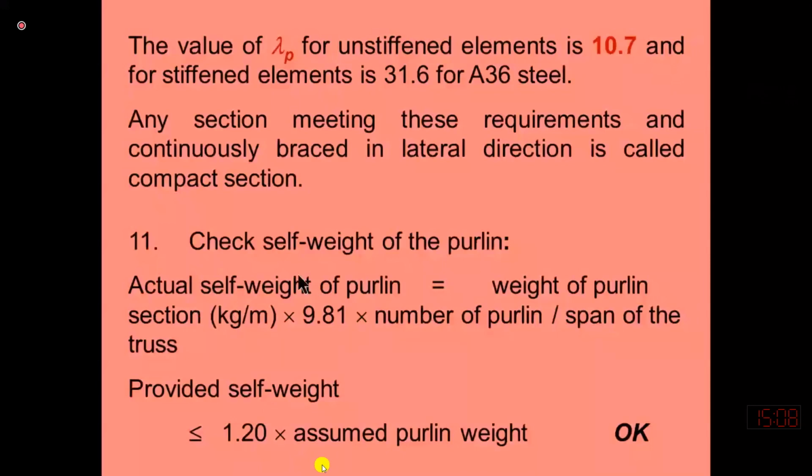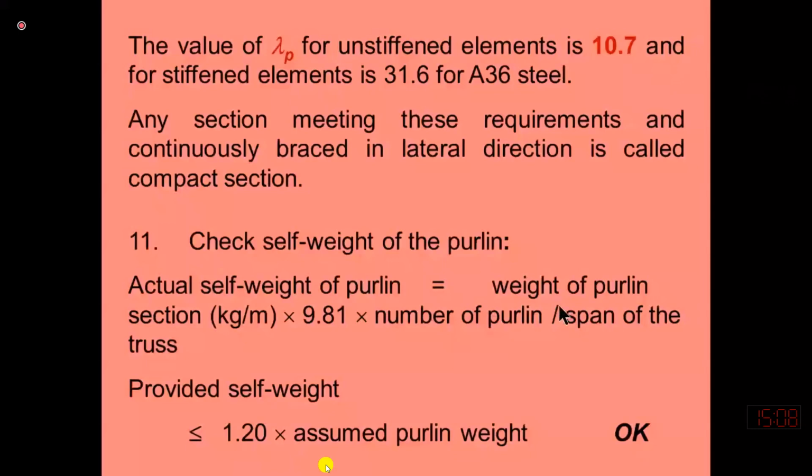And we multiply with the number of purlins, because we have assumed a total UDL purlin load. So we will see how many purlins there are. If we have 5 purlins, we multiply with the number of purlins and divide it by the spacing, also the span of the truss. Span of the truss means the total length of the truss.